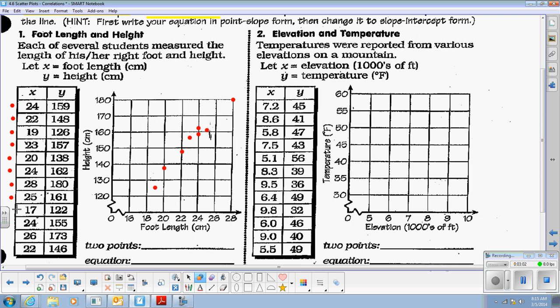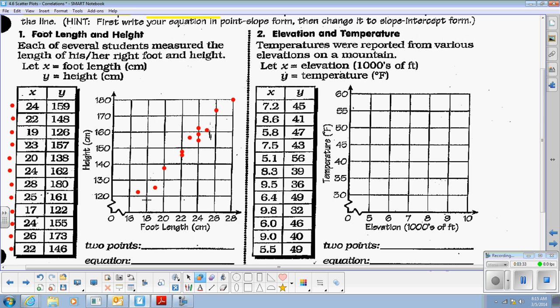Thank you. And then 17 and 122, 17, 122, now right in the middle of the box. There we go. 24 and 155, got to be right smack in the middle there between 150 and 160. And then we have 26 and 173, 26 on the line, 173, a little bit above, but not quite halfway. And 22 and 146, 22, 146 is just above half, so just below that other dot.